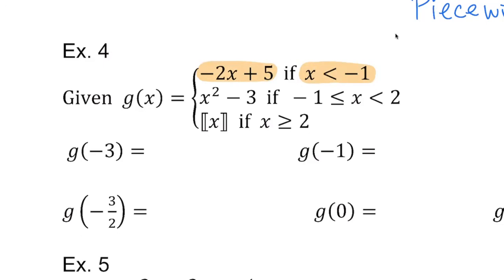Now, what about the next one? If x is in between -1 and 2, but it has to be less than 2 and greater than or equal to -1, then we use this equation: x squared minus 3. So if the x value is right in between -1 and 2, we will do just that.